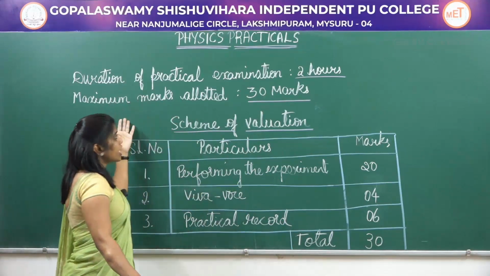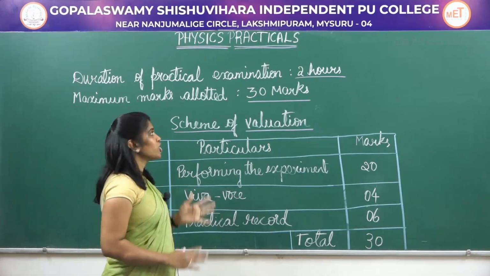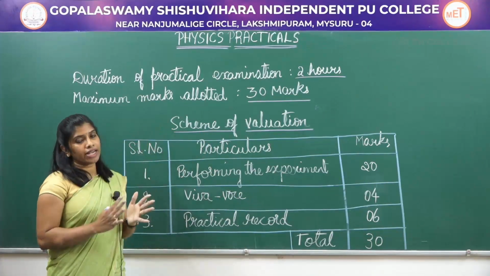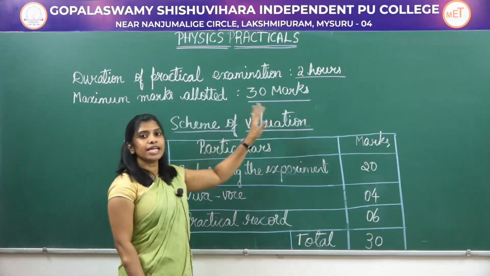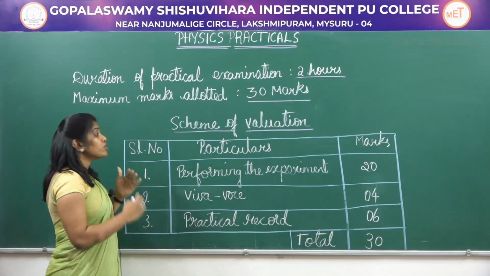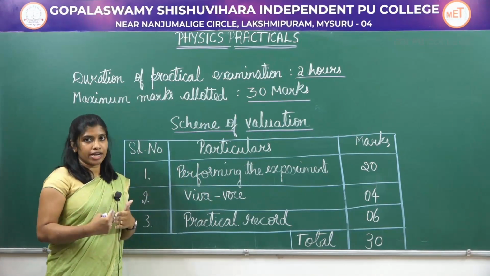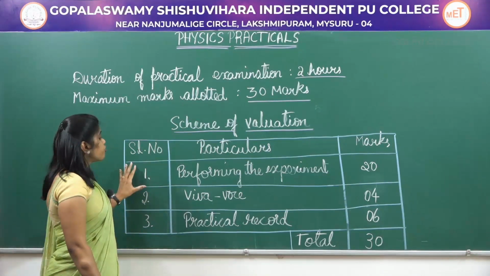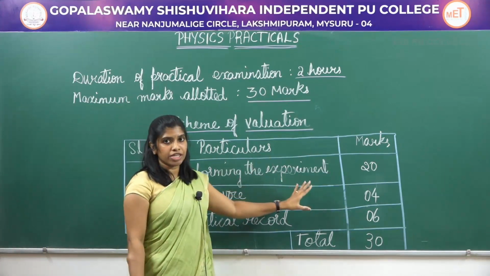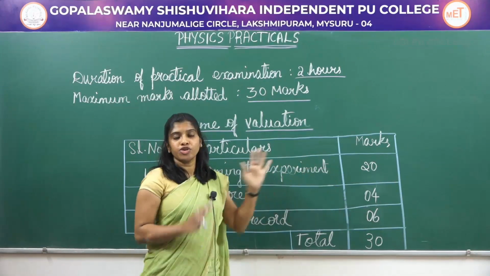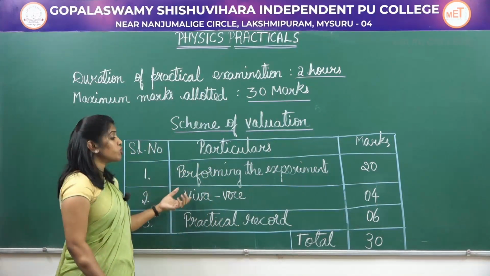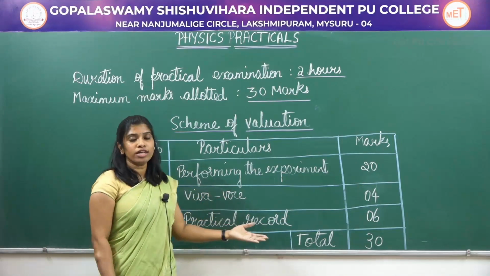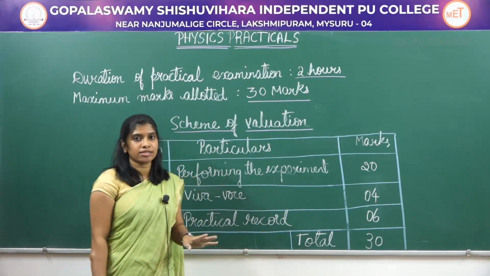So the duration for your examination will be 2 hours and the marks allotted for the practical examination is 30 marks. How is this 30 marks divided? Let us look into the scheme of valuation. First, to perform the experiment, you are allotted 20 marks, for the viva there will be 4 marks, and for the practical record you will be allotted 6 marks.